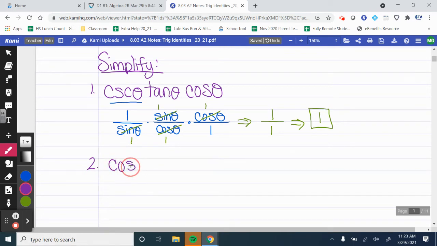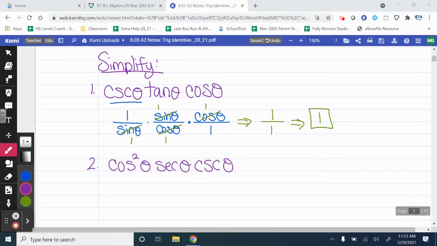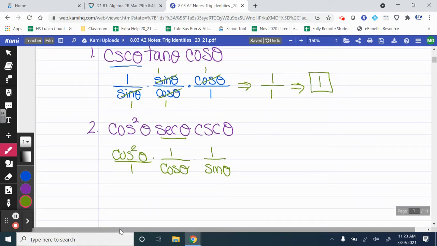So it's number 2, cosine squared theta times secant theta times cosecant of theta. First thing I'd like you to do is pause your video and see if you can rewrite all of these in terms of sine and cosine. All right, so the first one is already cosine, so I'm going to leave it, times secant. I can rewrite that as 1 over cosine. And cosecant theta, I can rewrite as 1 over sine theta. Now I'm going to put this one over 1 since everything else is already a fraction.